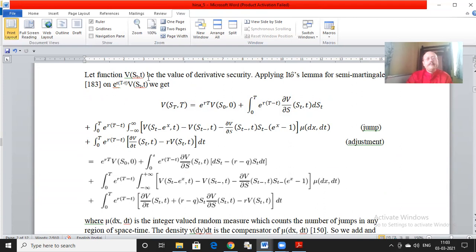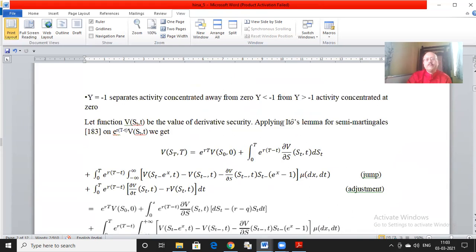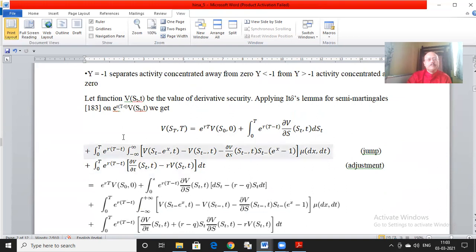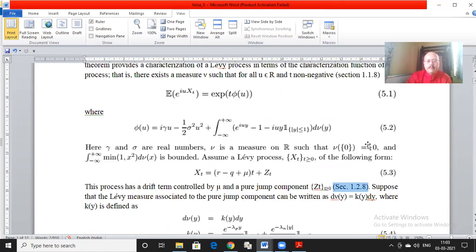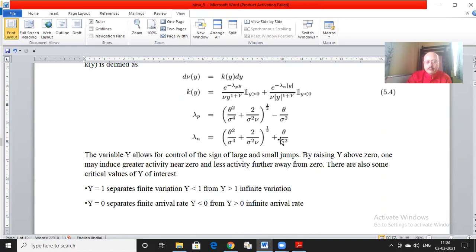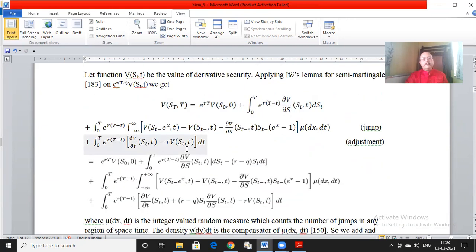So let V(S,t) be the value of the derivative security at time small t, depending on the stock price. We can use Ito's lemma on the discounted price. Using Ito's lemma on the discounted price, if we are in this setup where I do have a jump part, then this expression will give us the whole derivative price expression. The first part is just the initial value. The second part is the part due to the del V del S term. This is the smooth part.